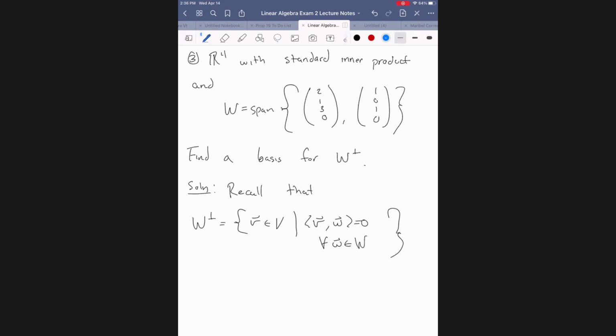So say you have a basis, right? Say V1 and V2, okay? Do you agree that if W1 is perpendicular to V1 and W2 is perpendicular to V2, then, and I should say W1 again, then W1 is perpendicular to all linear combinations of V1 and V2?